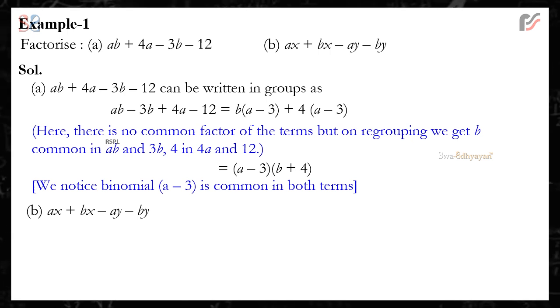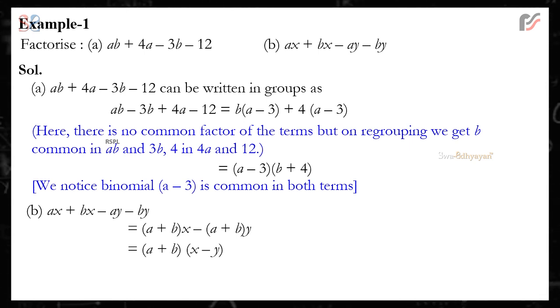B, ax plus bx minus ay minus by is equal to in the brackets a plus b into x minus in the brackets a plus b into y, which is equal to in the brackets a plus b into in the brackets x minus y.